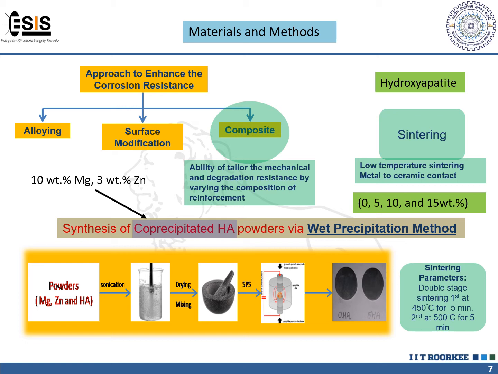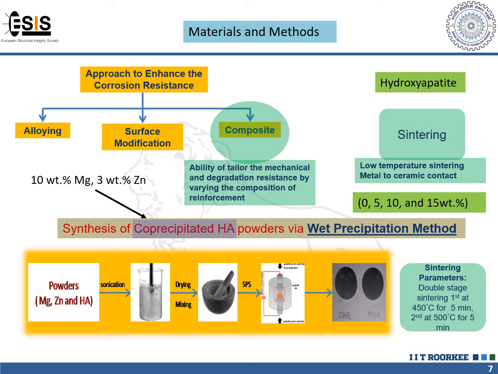After preparing the powder, we used it as a reinforcement at 0, 5, 10 and 15 weight % composition, and the rest is magnesium and zinc. We added zinc at 3 weight %. We took this from our previous studies. We optimized that 3 weight % zinc has given very good corrosion and mechanical properties. So we took these on the basis of previous studies.